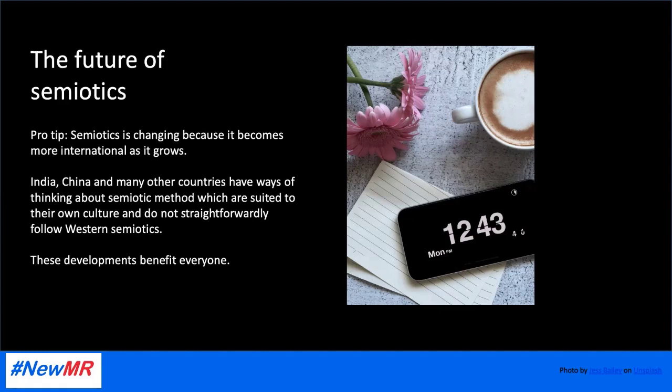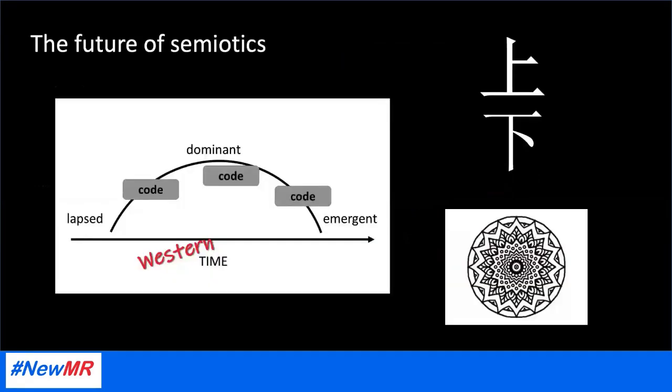The other topic that I talk about in the book with regard to the future of semiotics is the way that it's becoming more multicultural. So places like India and China and other countries are developing their own ideas about semiotic method, which are different from the ideas that we use in the West, and that's a good thing because that benefits everybody. It helps our thinking to become more diverse.